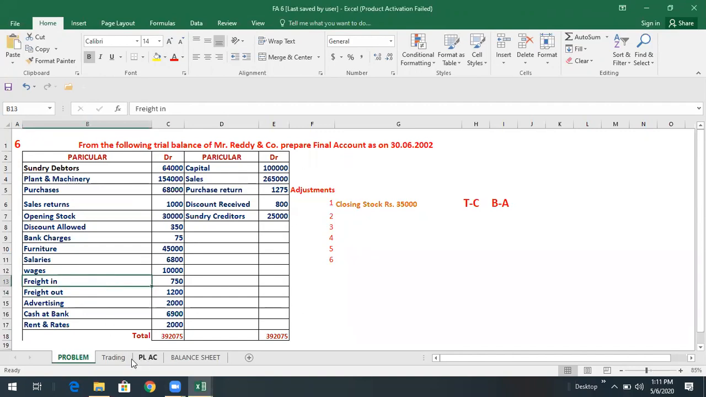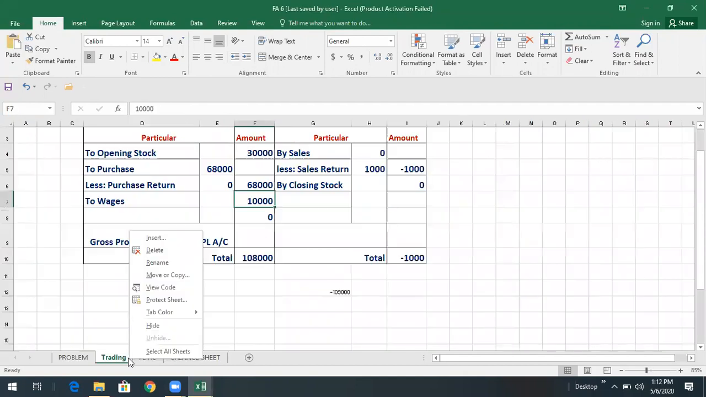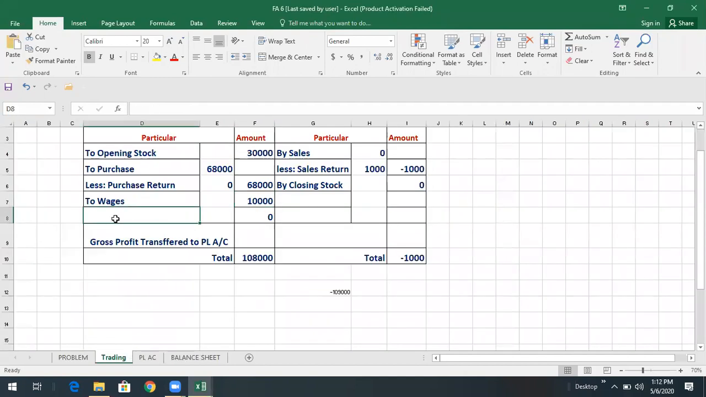So where we get the carriage inward, that you know very well. Trading account, debit side, there is freight in. Freight in means carriage inward. You can check in your notes. So we enter carriage inward in a trading account, debit side. So that's why I'm entering the freight in also in trading account, debit side.